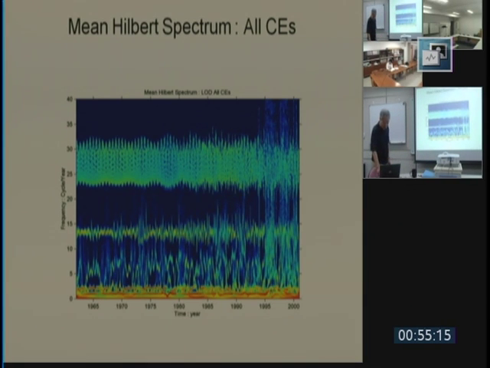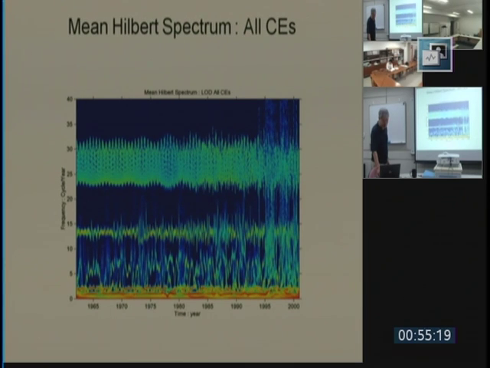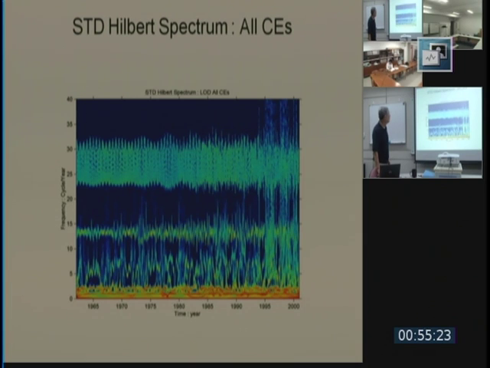So this is a mean spectrum. This is the standard deviation, and the spectrum looks almost the same. Wherever you have numbers, you have difference. Wherever you don't have numbers, the difference is small.